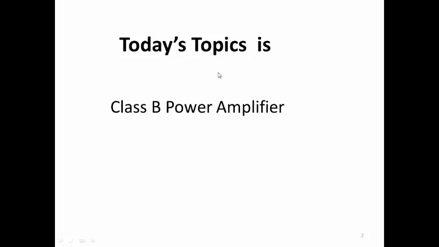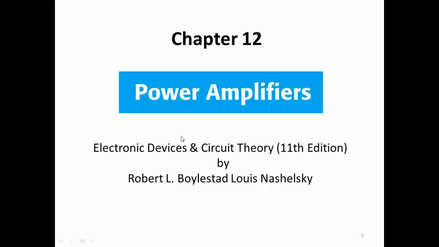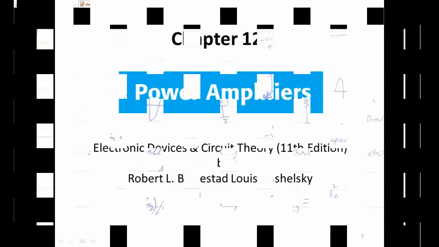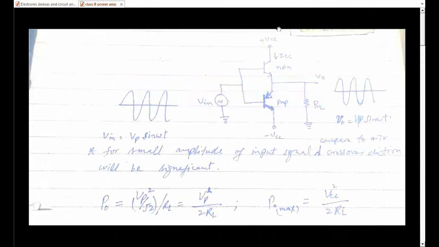Today's topic is class B power amplifiers. This is chapter 12, power amplifiers, from the book Electronic Devices and Circuit Theory. This is a class B amplifier circuit, and it is implemented with two transistors. One is NPN and the other is PNP.